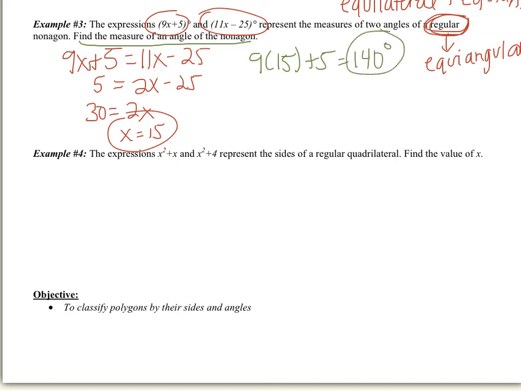As you guys know at this point, I really like to check my answer. So I'm going to substitute 15 into the other angle as well. If I do 11 multiplied by 15 and I subtract 25, I get 140. And that should be the case because our figure is equiangular. Our angles should be congruent. So final answer is 140 degrees.